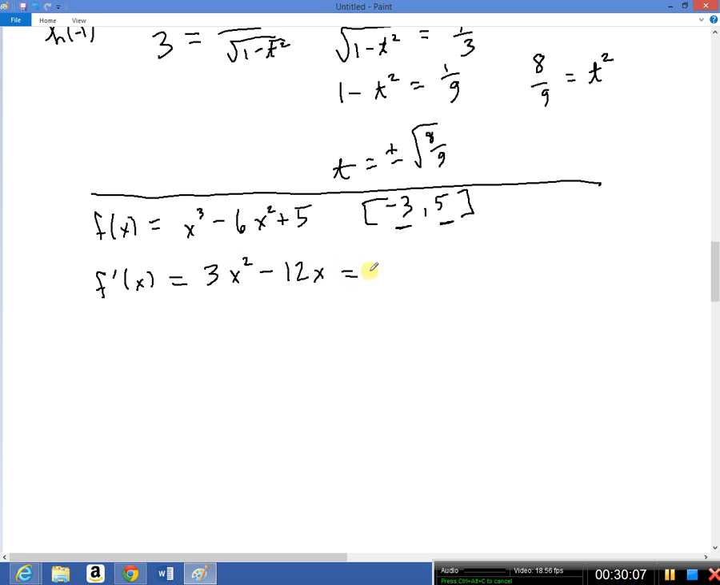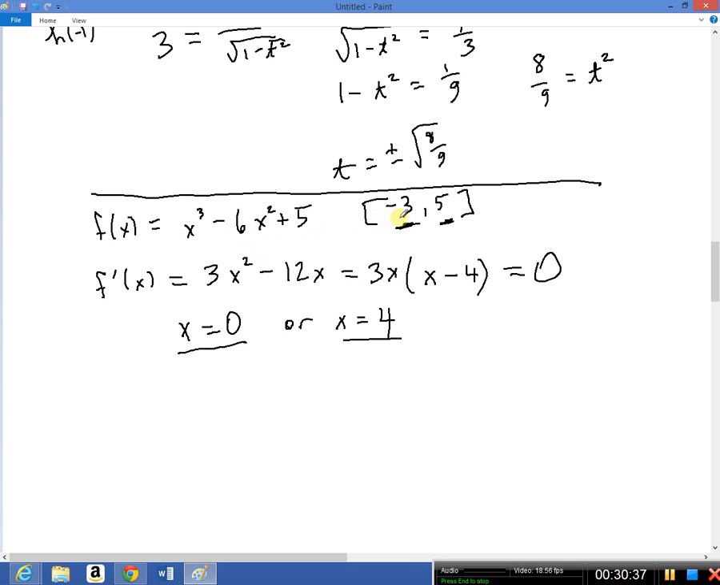3x squared minus 12x is going to exist everywhere. I'm going to factor the 3x out of it and leave me with x minus 4 and set that equal to 0, and then I can tell that when x equals 0 or x equals 4, those are two more suspects. This could be, this could be, this could be, or this could be. So I've got 4 numbers to test. How can I tell what the absolute max and absolute min are? I could graph this thing, I suppose, if I really wanted to work hard.